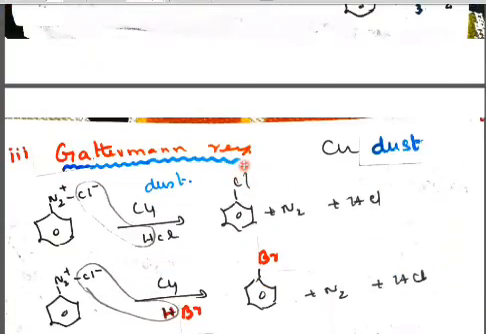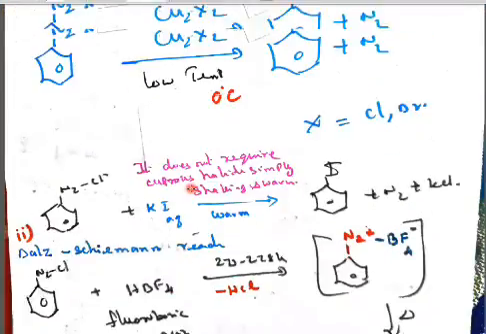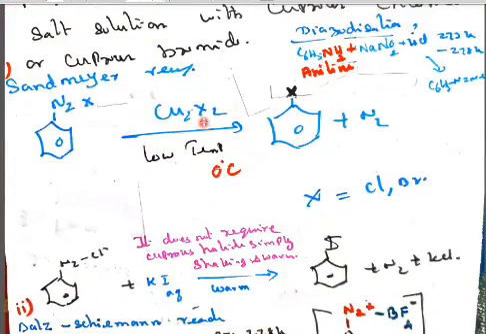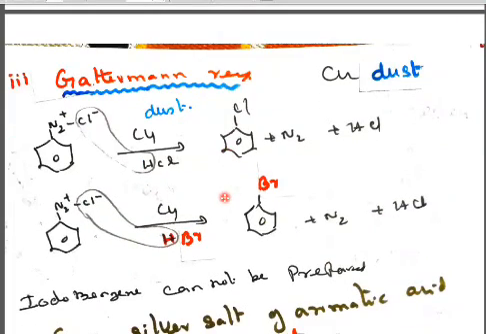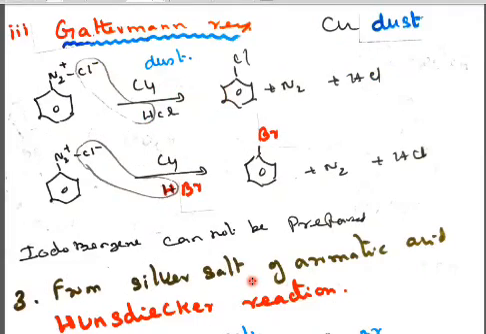Next, the Gattermann reaction. In the Sandmeyer reaction, we are supposed to use cuprous halides, but in the Gattermann reaction, copper is used as a catalyst. If we use HCl or HBr, N2 goes off, and instead of N2Cl, chlorine is substituted, giving chlorobenzene. Bromine is substituted, and we get bromobenzene. So in the Gattermann reaction, we can prepare chlorobenzene and bromobenzene, but iodobenzene cannot be prepared.